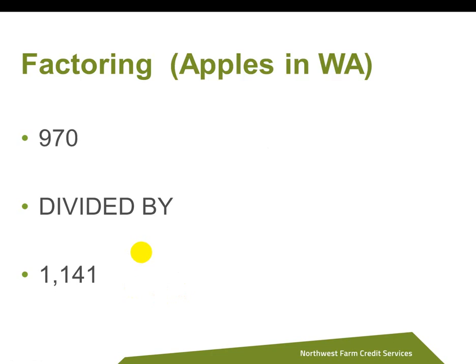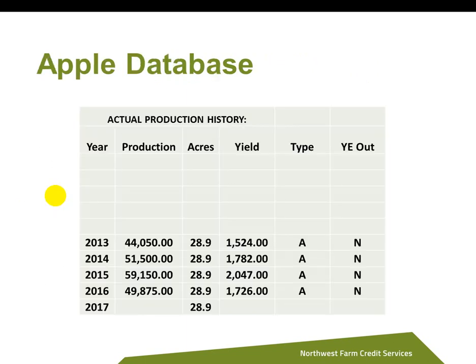Alright, this example of apples in Washington, 970 is the loose field box T yield for organic. Divide that by 1141 conventional T yield for apples, alright, 0.85. The work has already been done, and fortunately 0.85 is the factor for all apples regardless of type and crop and county. So that's really nice. Just remember that, 0.85.